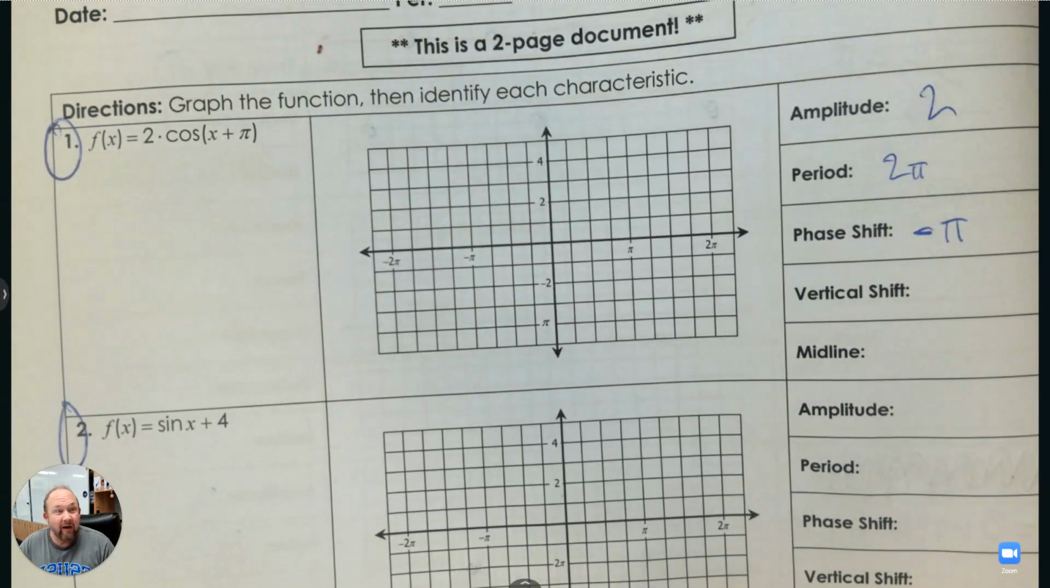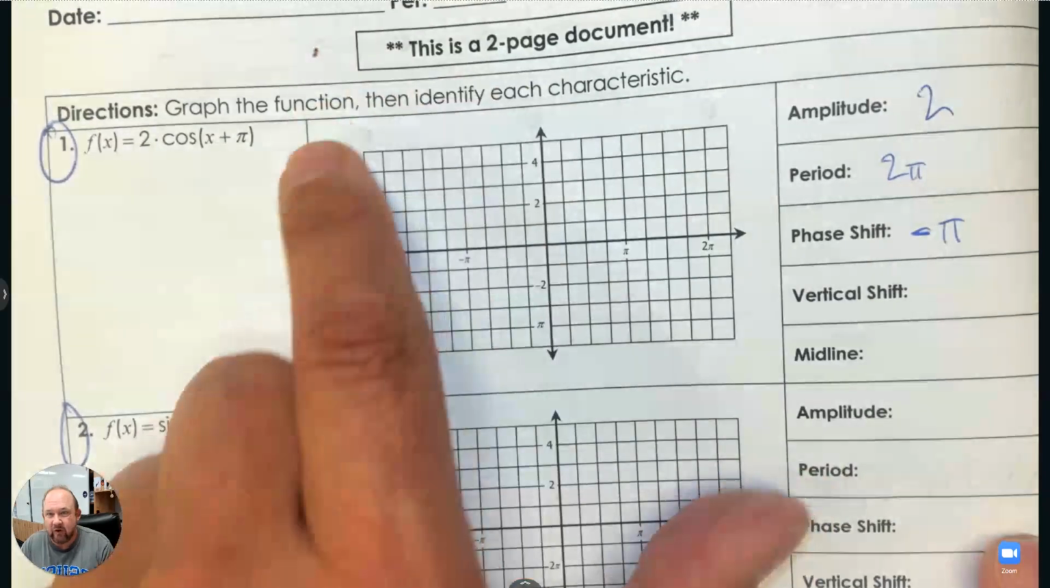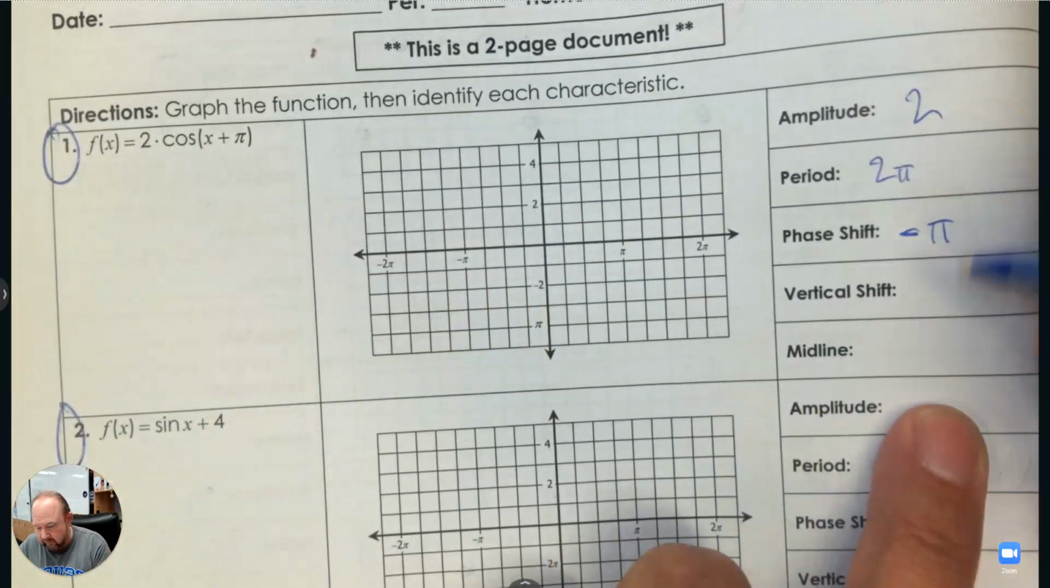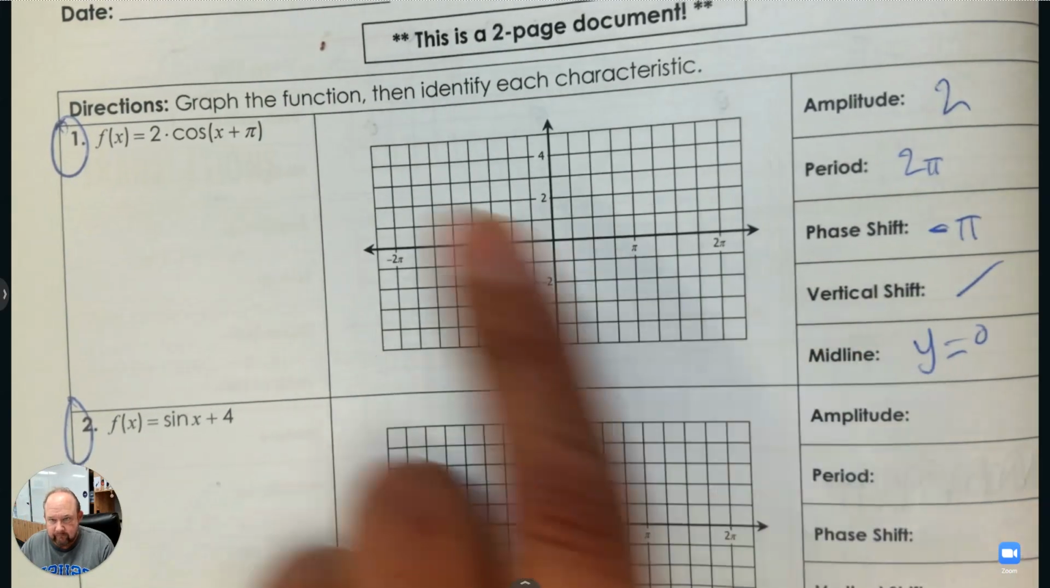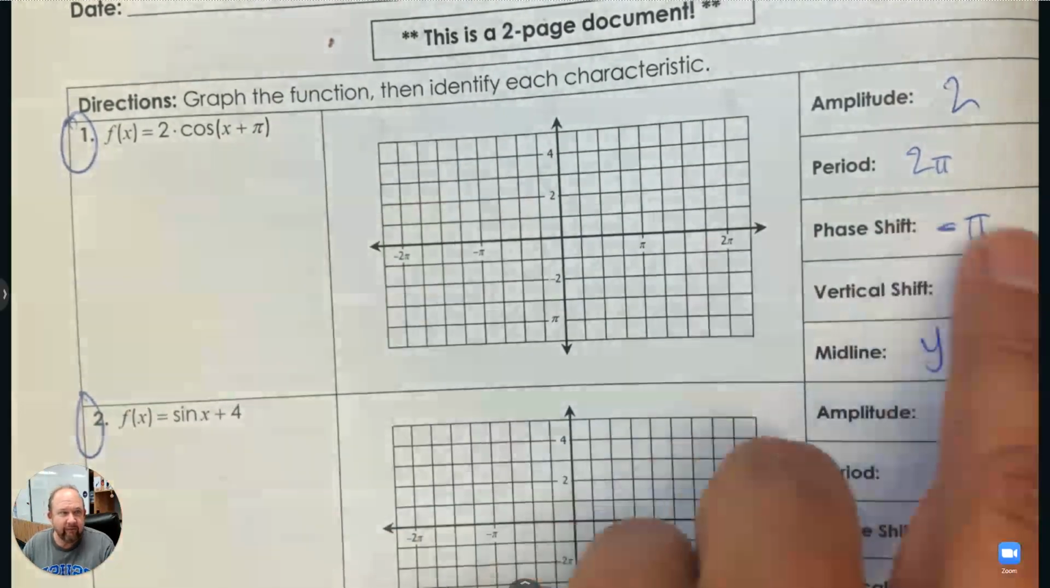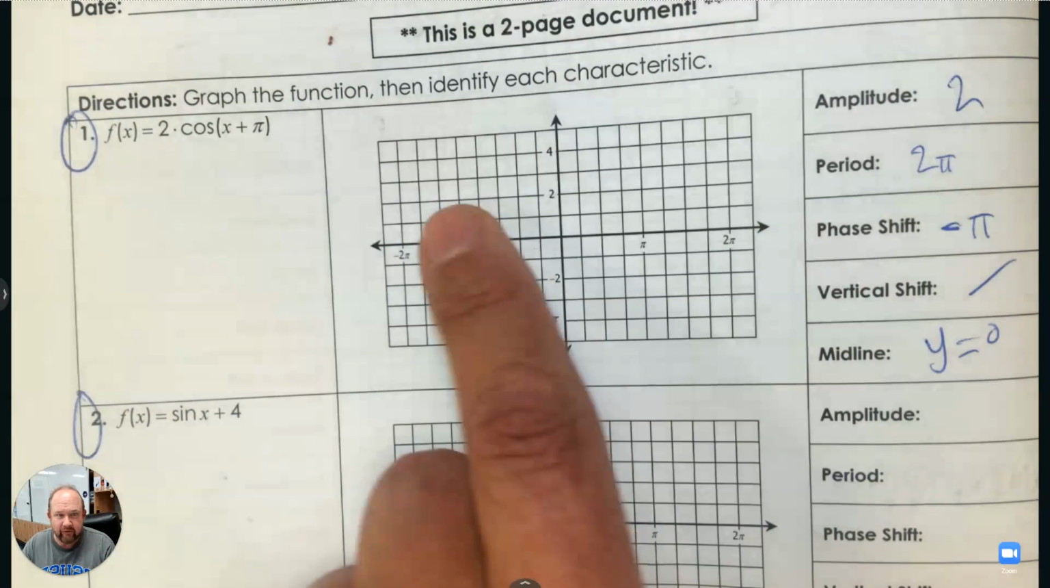I got it. What are we at? Vertical shift. There is no number after the parentheses, so there is no vertical shift, and the midline stays at 0. All right, so we're going to start the graph. The period is 2 pi, so everything's set up nice.